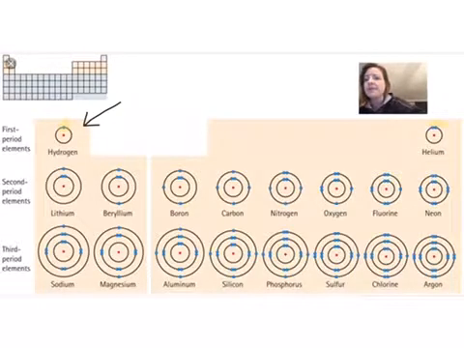So what that means is that hydrogen is actually going to want to lose 1 electron in order to empty out its shell. And so hydrogen, because of losing that 1 electron, is going to end up as an ion that has a positive 1 charge to it.